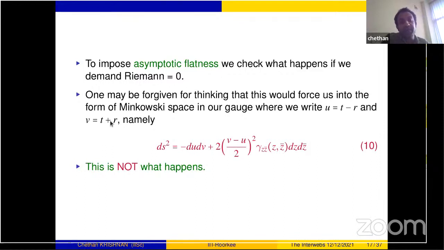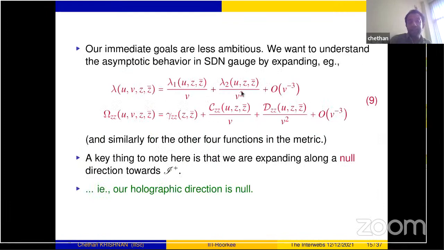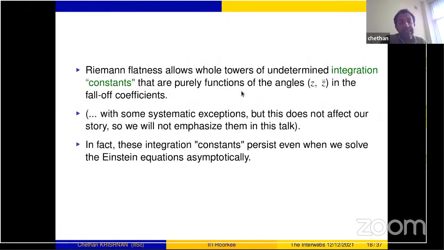Okay, so if you just demand Riemann flatness, you would think that you would get Minkowski space back. But that is not quite what happens. Note that we are imposing it asymptotically in this sort of fall-off, and this is not what happens. What happens instead is that this Riemann flatness allows whole towers of undetermined integration constants that are purely functions of the angle Z and Z bar in the fall-off coefficients.